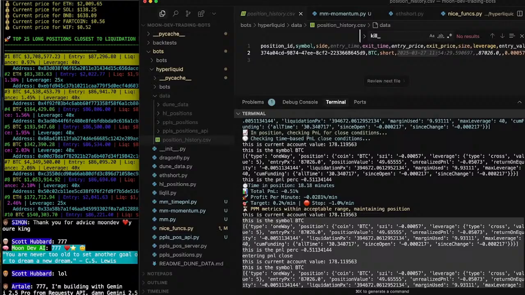So let me modify the position close function to reduce the verbose output. Thank you. We don't like verbosity.